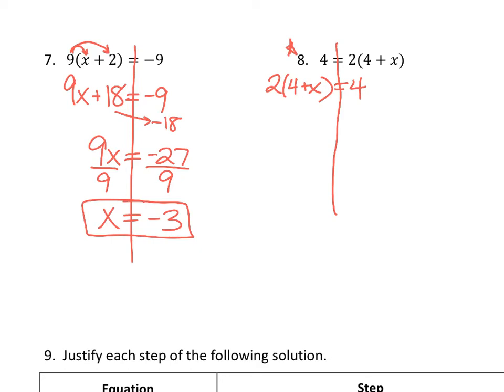Now it looks like all the rest of them, so I know that this number in front of parentheses, I'm going to have to distribute, which would be 2 times 4, 8. 2 times x, 2x, equal to 4. Whichever way you're moving numbers, it should be to where your good old-fashioned numbers are all going to the side away from the x. I'm going to move the 8, therefore it becomes -8. And I'd end up with 2x equal to 4 minus 8.